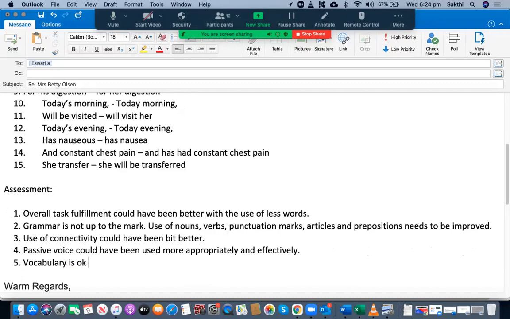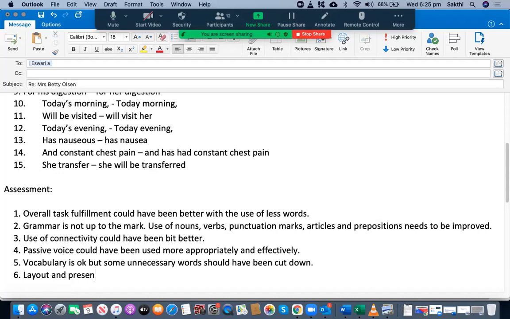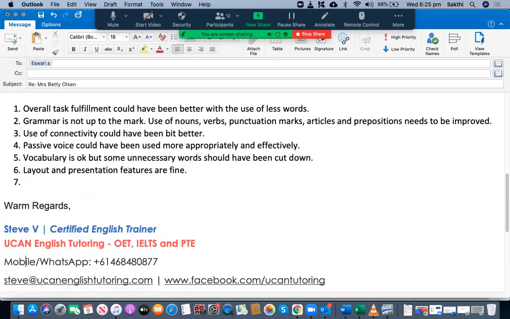Vocabulary is okay, but some unnecessary words should have been cut down to make your letter crispier and more formal. Layout is fine. Layout and presentation features are good enough. I'm happy with that. You have done a wonderful job over there. And you have used a range of sentence structures.